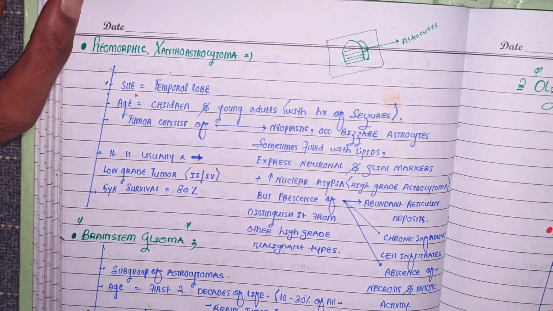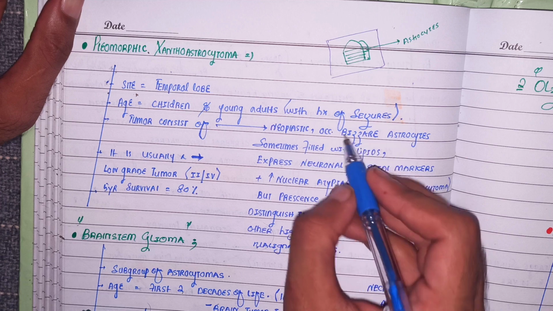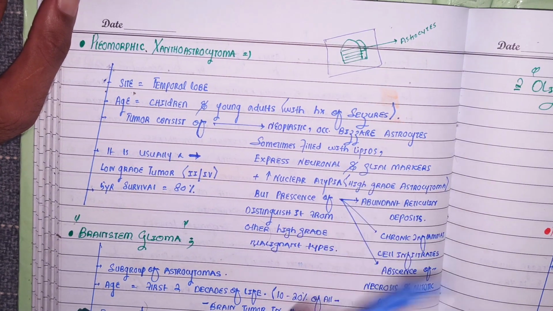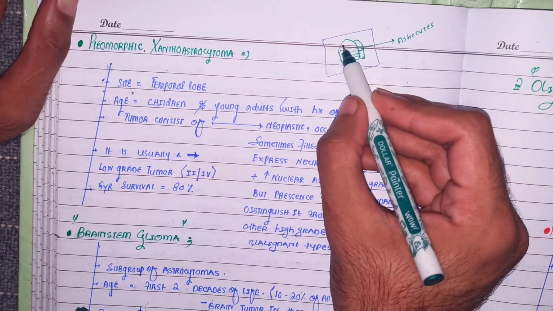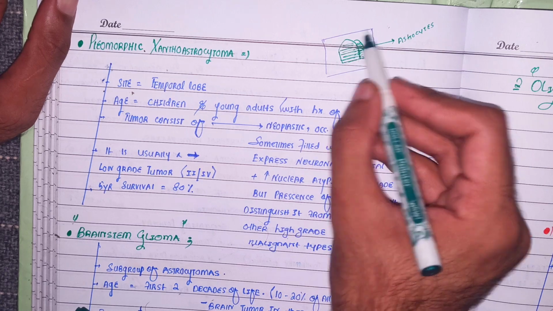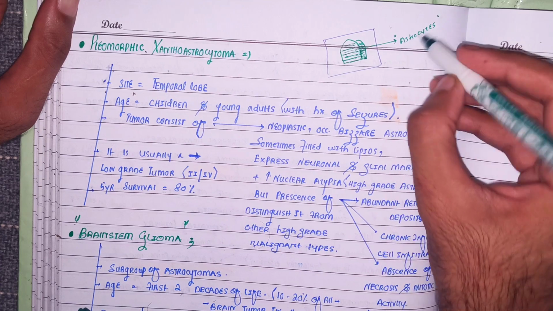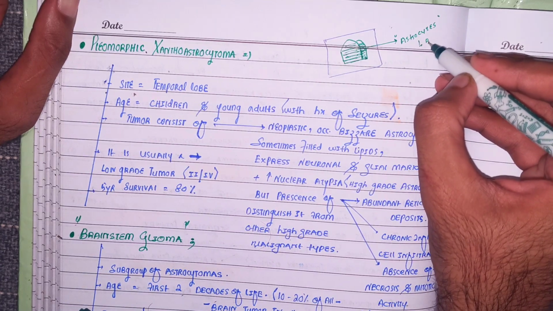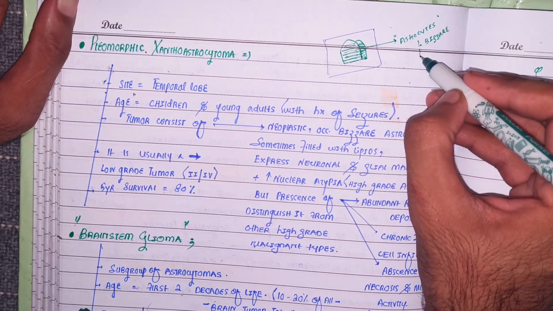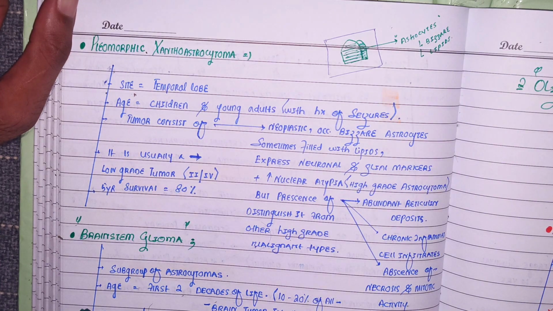But the astrocytes, don't forget, are occasionally, but very much, bizarre in pattern, sometimes filled with lipids. So if you look into this tumor, which is present in the temporal lobe, this tumor is composed of astrocytes, and astrocytes are occasionally, but very much, bizarre in pattern, right? And the astrocytes are filled with lipids, okay.